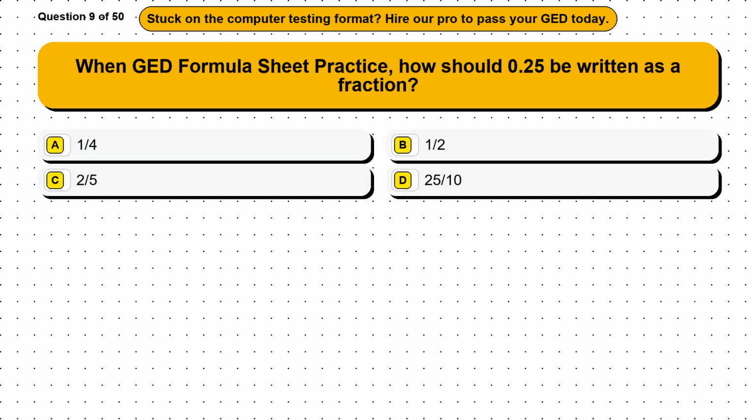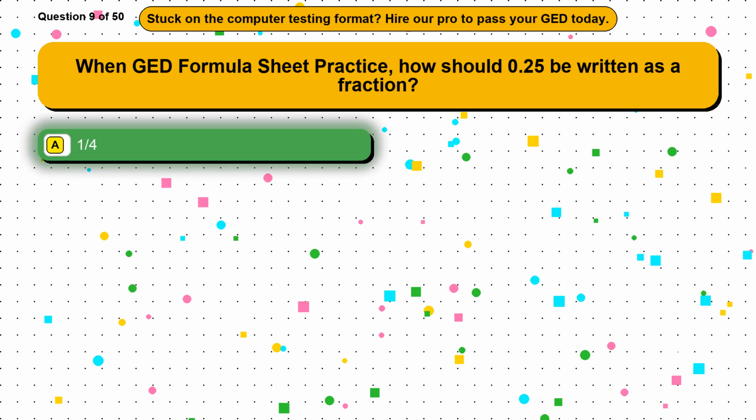Question 9. When GED formula sheet practice, how should 0.25 be written as a fraction? Option A, 1/4. Option B, 1/2. Option C, 2/5. Option D, 25/10. The correct answer is option A, 1/4.